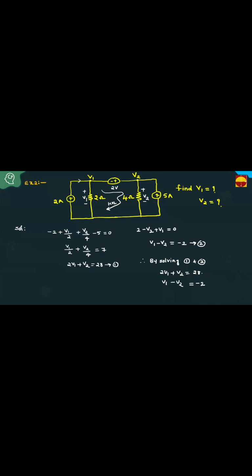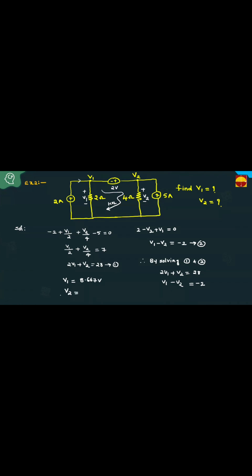This plus V2 minus V2 cancel. 28 minus 2, 26. 26 by 3. What is V1 you got? I think you got V1 is 26 by 3. Is it correct? 26 by 3 is approximately 8.667 volts. Yes, very good. 8.667 volts.